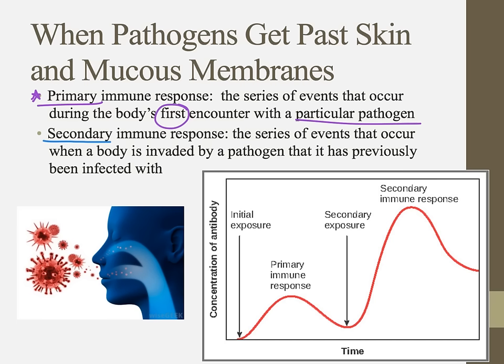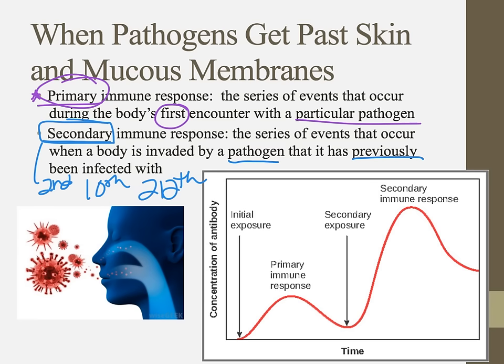A secondary immune response is a different series of events when the body is invaded by that same pathogen that it's previously been infected with. And this isn't just the second time. Maybe it's the second time, maybe it's the 10th time, maybe it's the 212th time, okay? Any time after it meets that pathogen for the very first time, we call that secondary. So primary, the very first time; secondary, any other time it meets that pathogen.